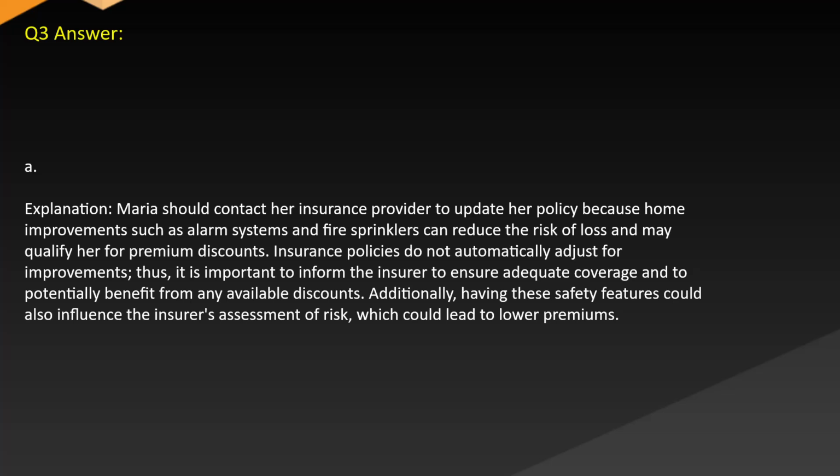Answer A. Explanation. Maria should contact her insurance provider to update her policy because home improvements such as alarm systems and fire sprinklers can reduce the risk of loss and may qualify her for premium discounts. Insurance policies do not automatically adjust for improvements, thus it is important to inform the insurer to ensure adequate coverage and to potentially benefit from any available discounts. Additionally, having these safety features could also influence the insurer's assessment of risk, which could lead to lower premiums.